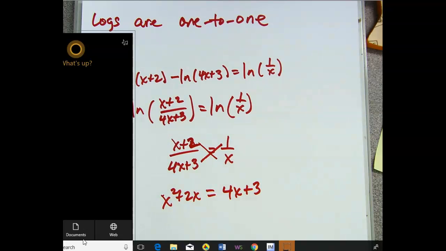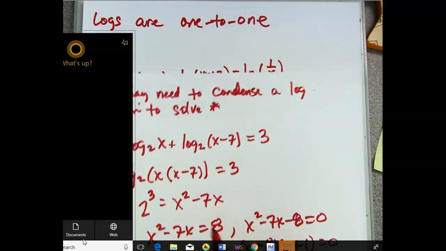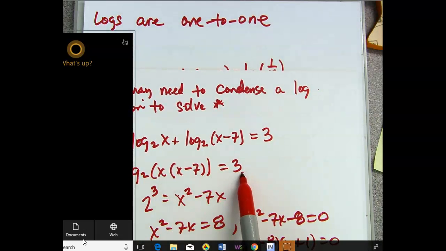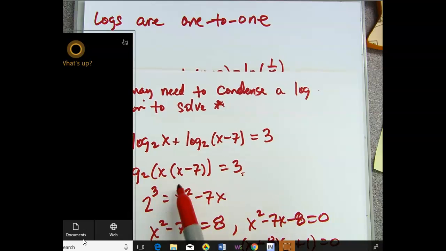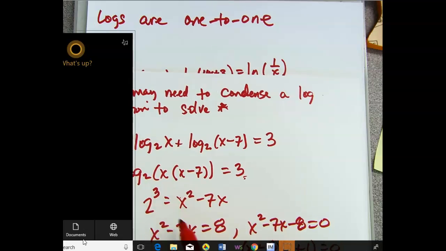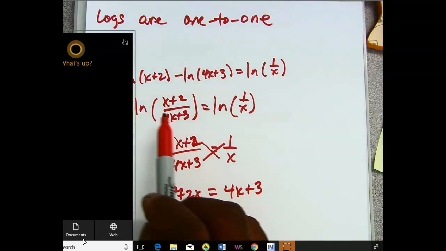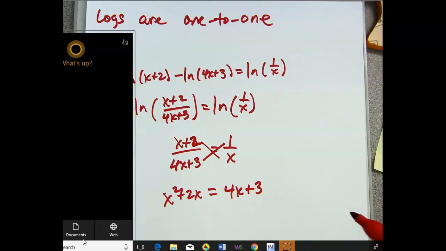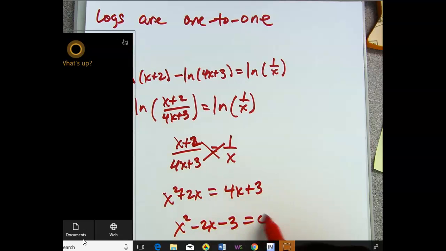They're one-to-one functions. Remember what we said? They're one-to-one functions, just like exponentials, so that's going to equal that. In the previous example, I had a log equal to a number, so I couldn't just take the log away. If this were log base 2 of this equal to log base 2 of that, then I could take the logs away. Here I have a log equal to a log. They're one-to-one functions. All right, so x squared minus 2x minus 3 is equal to 0.